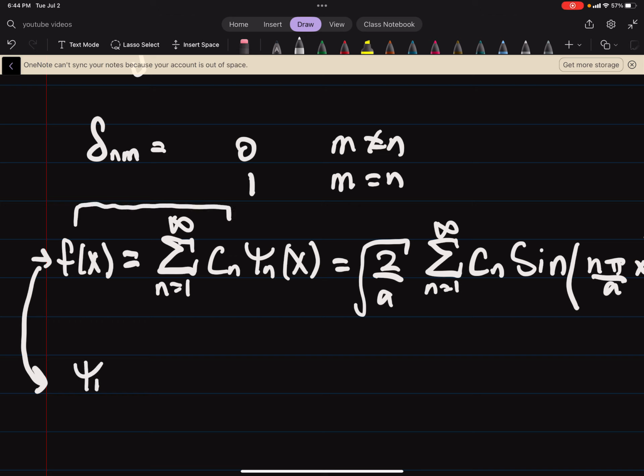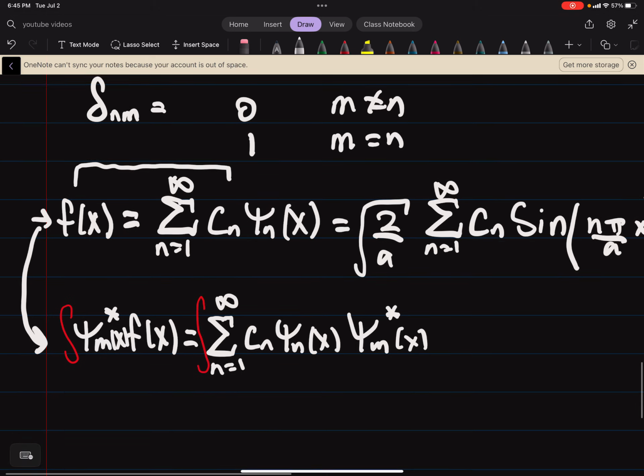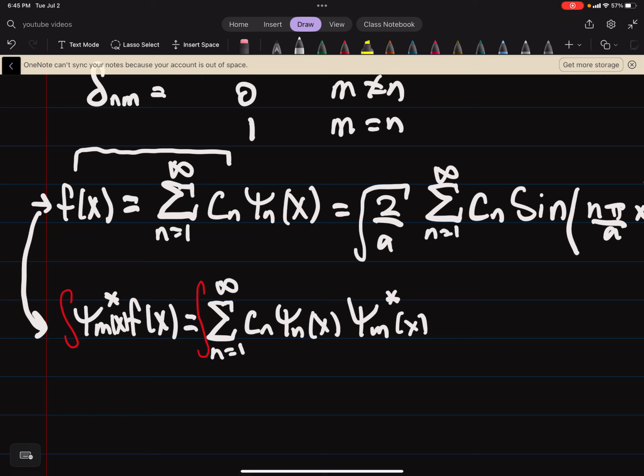If I multiply both sides by some state psi sub m times f of x, that's equal to this sum. Now obviously that's a different state, but I'll just put it here. It's a constant. These are functions of x. And now you can integrate this and take advantage of some properties.